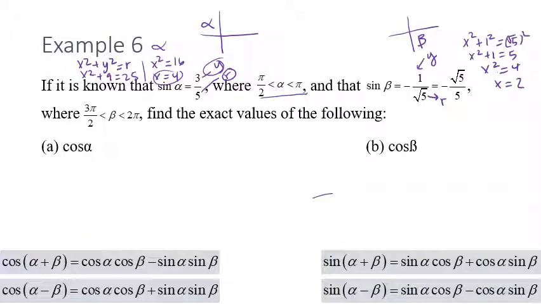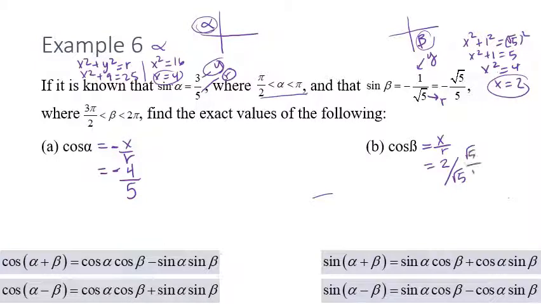So when I'm asked to find the cosine of each of these angles, well, I've already done the work for it. Remember that cosine is always the x over r. So for alpha, we know that alpha is in this quadrant. Cosine is going to be negative in that quadrant. So it's going to be negative 4, because that's the x, over the r, which is 5. For beta, all right, so cosine for beta. So cosine in this quadrant is going to be positive. So this is just going to be x over r, positive. So the x value we found was 2 for beta, and the r value was the square root of 5. So multiply both the top and bottom by the square root of 5, and I get 2 root 5 all over 5.